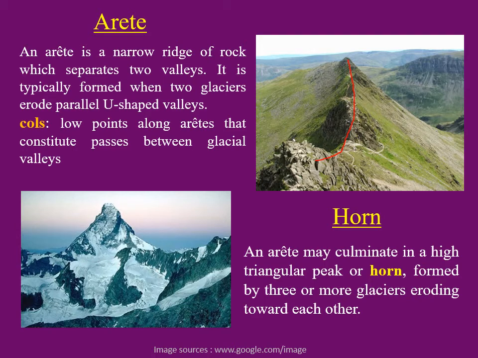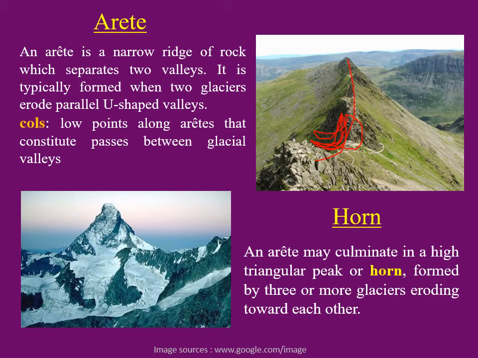Now, along this narrow ridge, or arete, there are some places of low points or depressions along which there was a constant passage between the valley glaciers. If you observe this arete, you can see that at this portion there was a depression compared to other portions. And this depressed portion is a pathway for the interchange of ice mass between these two successive valley glaciers.